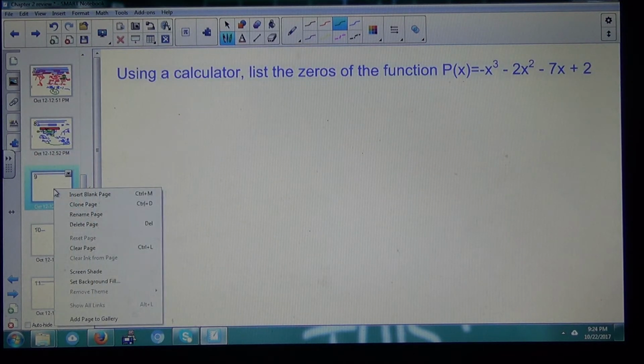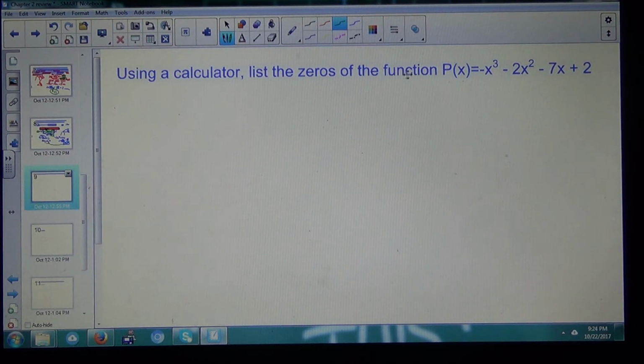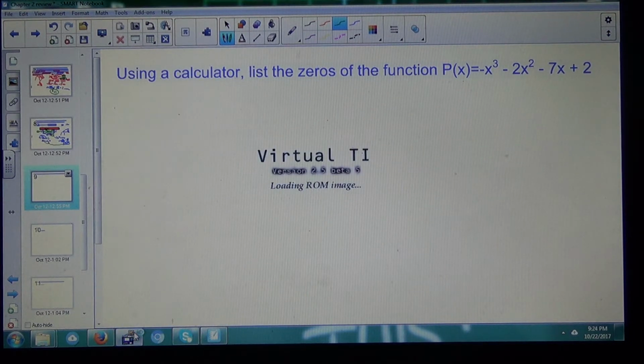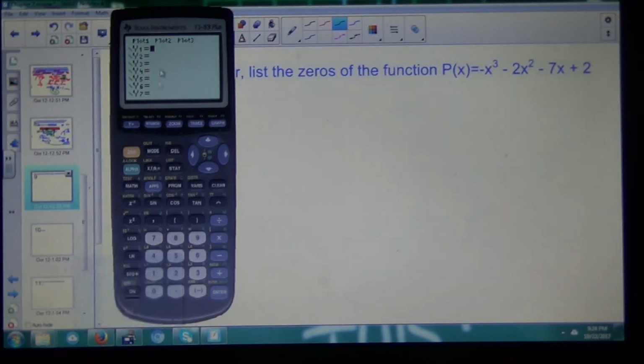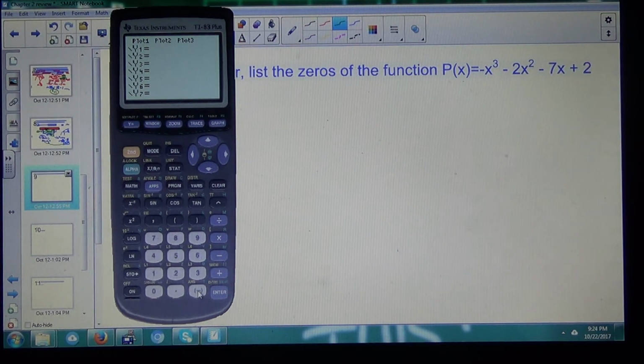We didn't do this a lot this chapter, but we did it a lot last year, and we've done it before, earlier in the quarter this year. So using a calculator, list the zero of the function. We'll do this one together here. So take your calculator out, and we're going to go into y equals. I'm going to go negative, and then x cubed, so caret 3.